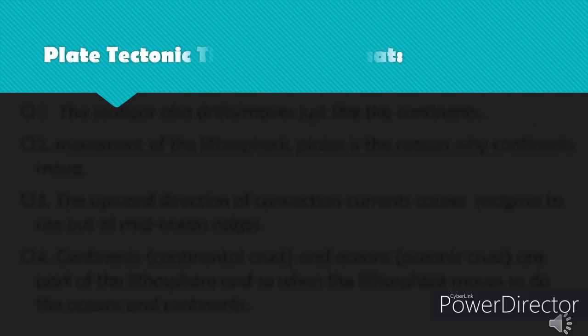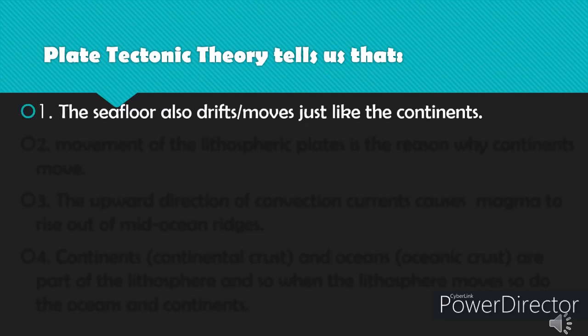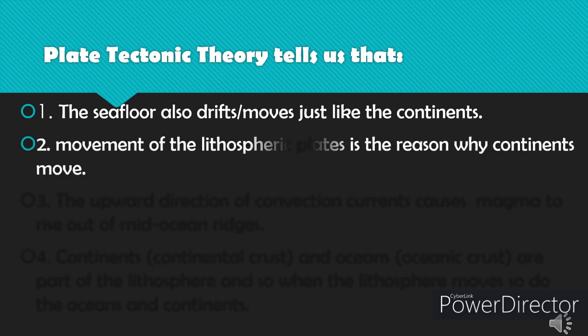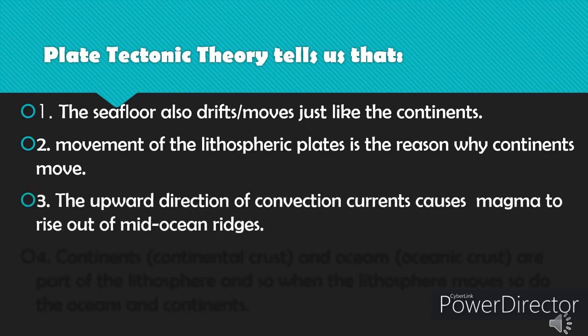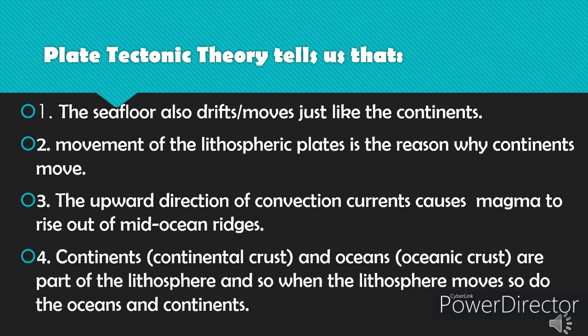Plate tectonics theory tells us that number 1, the seafloor also drifts and moves just like the continents. 2, movements of the lithospheric plate is the reason why continents move. 3, the upward direction of convection current causes magma to rise out of mid-ocean ridges. 4, continents or continental crust and oceans or oceanic crust are part of the lithosphere, and so when the lithosphere moves, so do the oceans and continents.